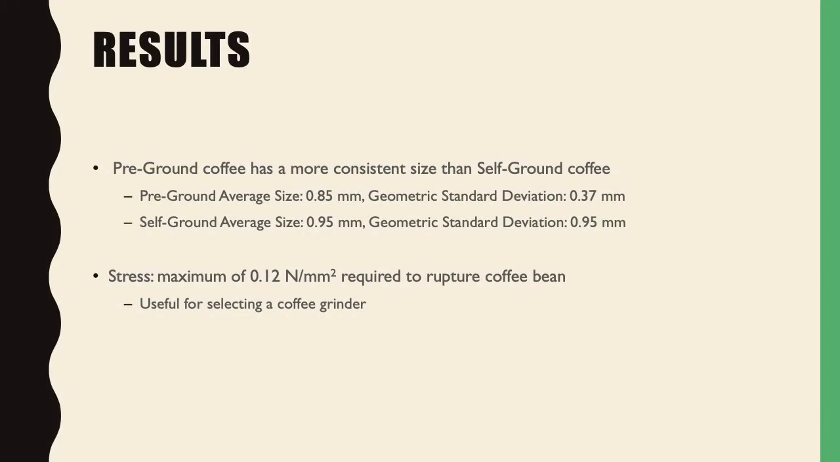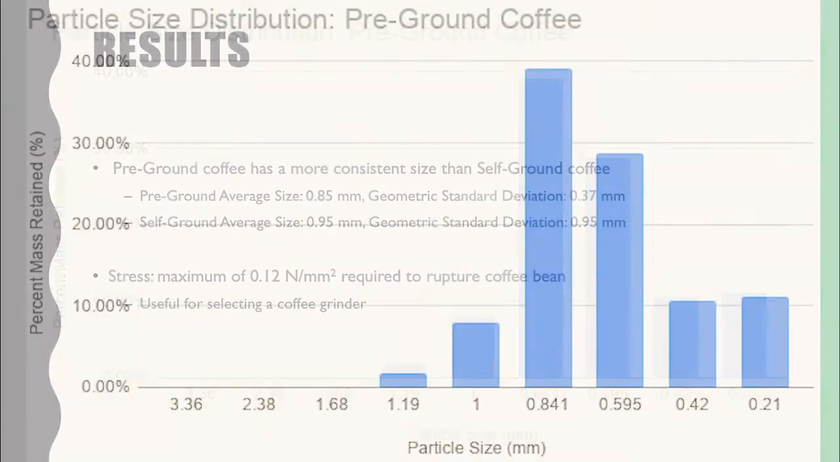Our results show that pre-ground coffee is more consistent in size than self-ground coffee. Additionally, the particle size of the pre-ground coffee is on average smaller than the self-ground coffee. The self-ground coffee has a wider range of particle sizes, whereas the pre-ground coffee has a more consistent distribution of particle sizes, as shown by the geometric standard deviation.